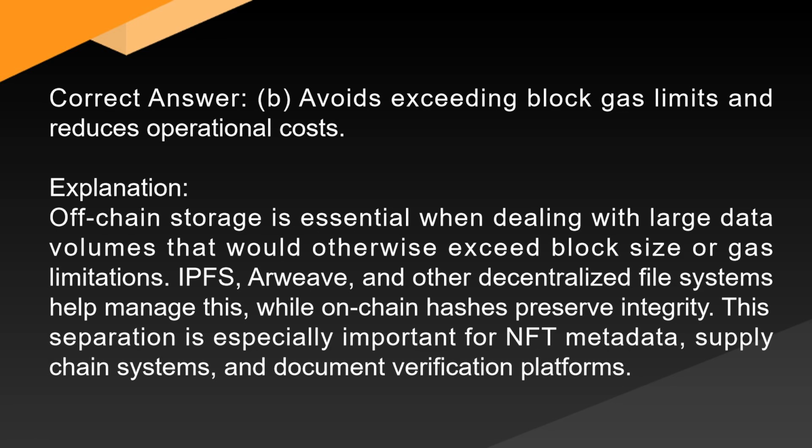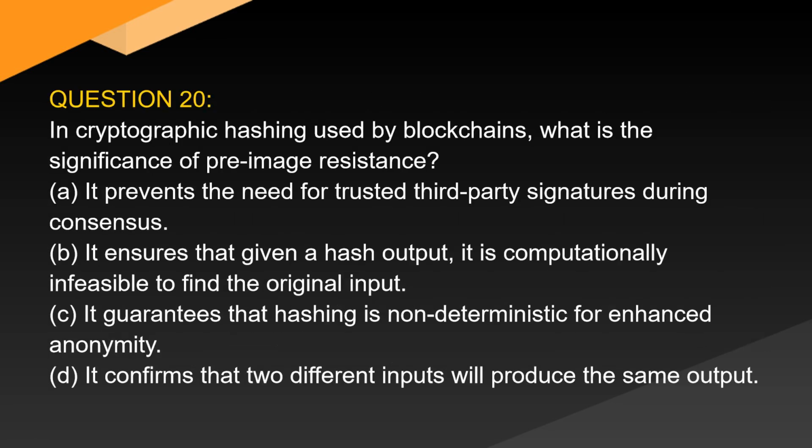IPFS, Arweave, and other decentralized file systems help manage this, while on-chain hashes preserve integrity. This separation is especially important for NFT metadata, supply chain systems, and document verification platforms. Question 20. In cryptographic hashing used by blockchains, what is the significance of pre-image resistance?